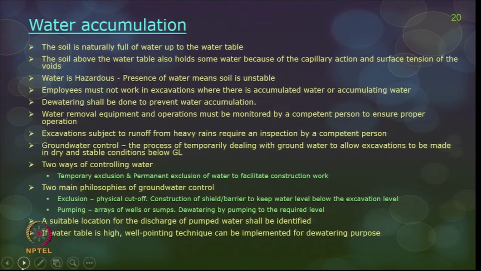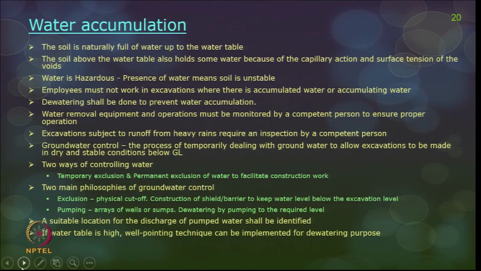Now, there are two ways of controlling water. Number one is temporary exclusion and the other one is permanent exclusion. So, what is temporary exclusion? Temporary exclusion will help you to prevent water or water seepage into the construction site until the foundation is over, and then those protective measures are all removed.